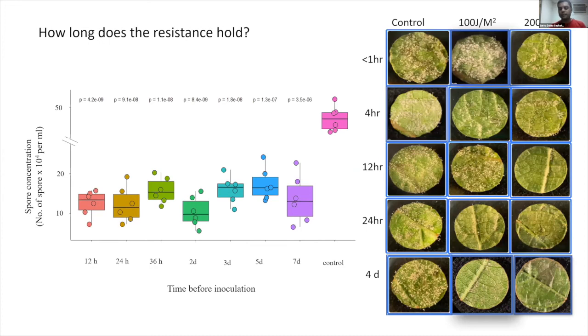And from the figure on the right, you can see this varies with the dose. At some doses, like 200, you can see the early response, but at 100, the response is a little bit slow. So it holds for a while.